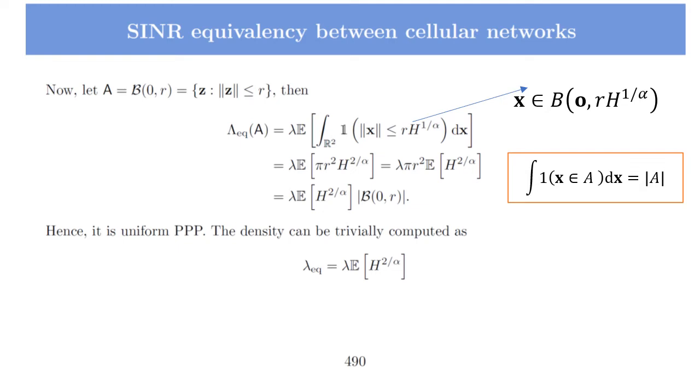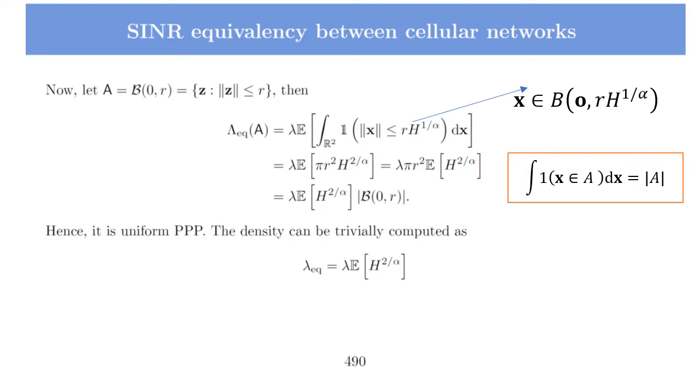And lambda pi r square is nothing but the area of the ball with radius r and origin as center. Okay, now you can see this intensity measure of any set is equal to some constant into area of that set. This means it's a stationary process. It's a uniform density, and you can compute the density is actually equal to that multiplicative factor, which is lambda E of h^(2/alpha).